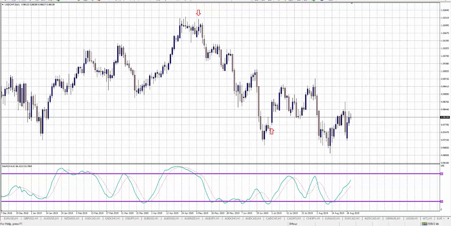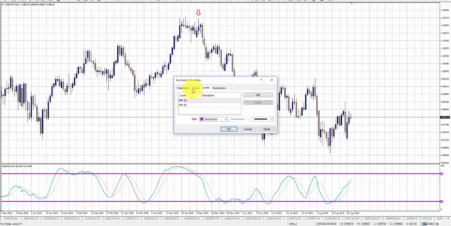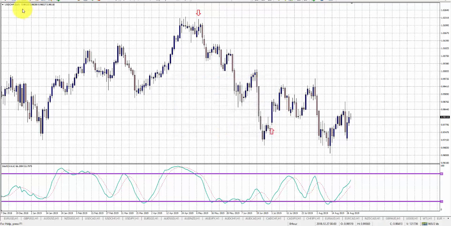Okay, let's talk about the stochastic down here. I've got it set to the 1466 settings. Now, I don't actually think you need indicators, but I know a lot of people like to use them. So you can see the K is set to 14, the D is 6, and the slowing is 6. And this is the Swissy daily chart.